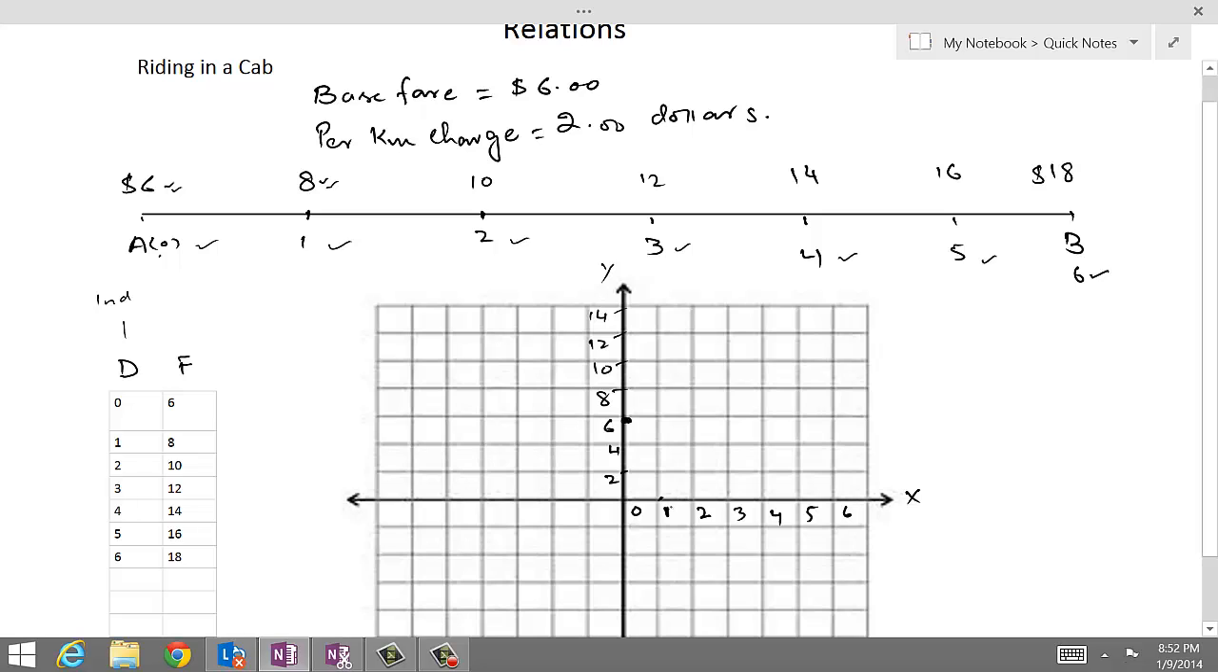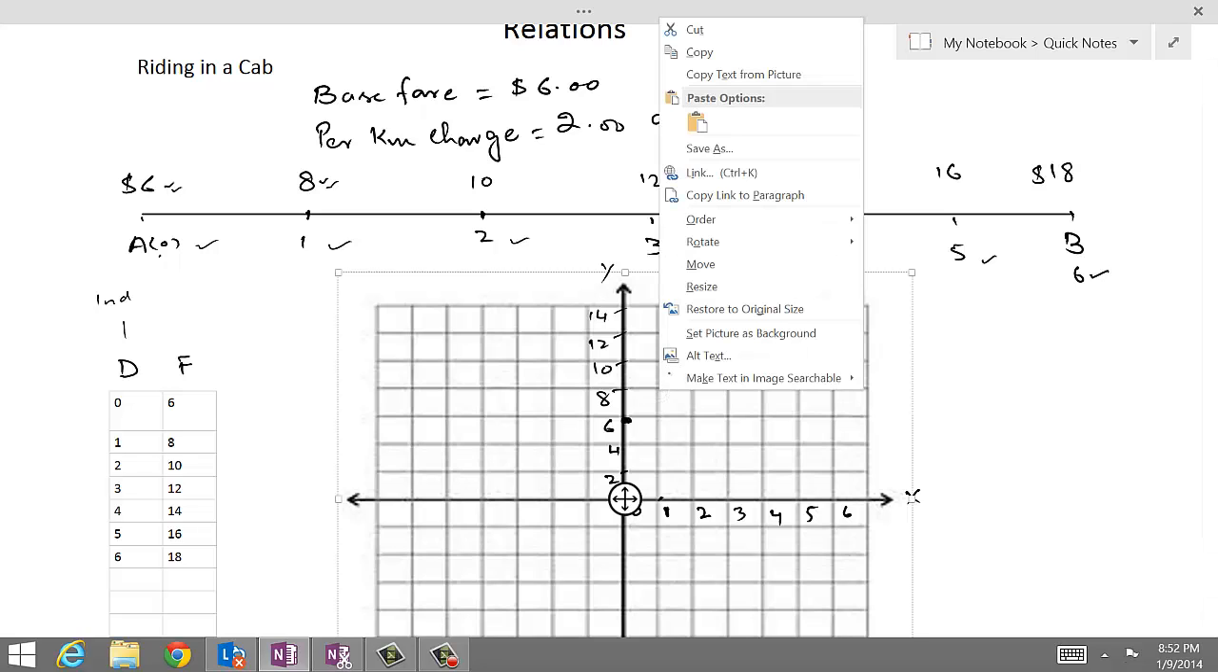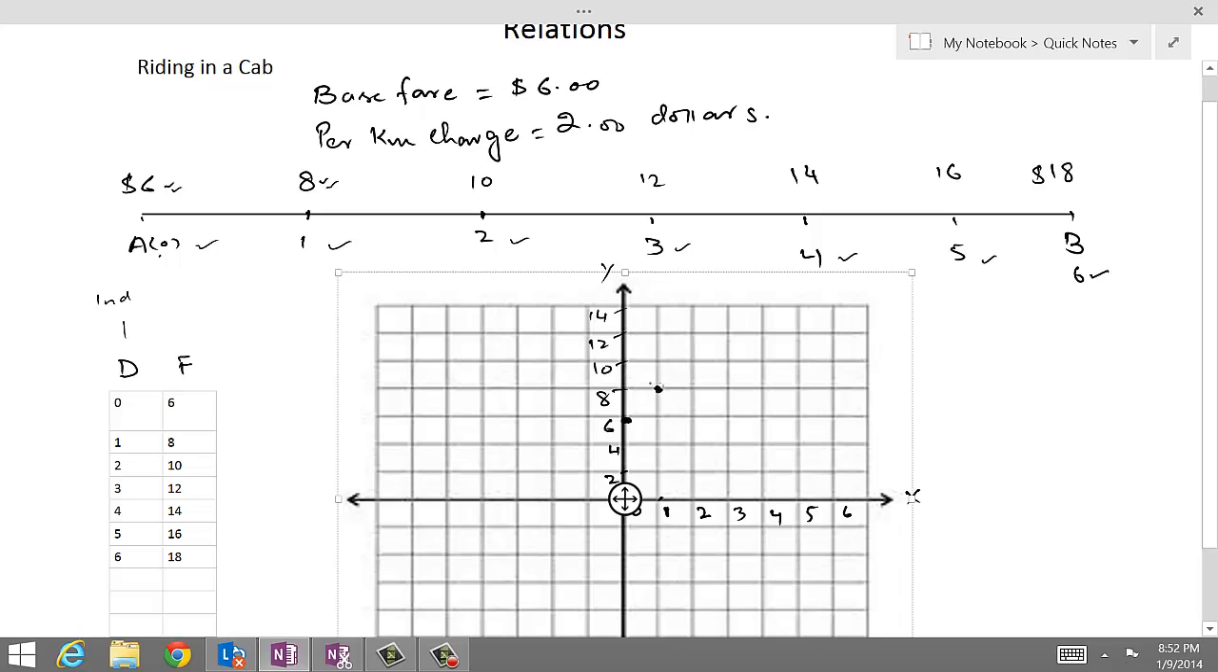Where is the next point? 1, 8. So for 1, it's going to be 8. This point is going to be right here. And for 2, it's going to be 10. For 2, it's going to be right here. That's 10 here. And for 3, it's going to be 12. That's right here. And for 4, it's 14. That is going to be here. I wish we had a bigger graph paper, but that's fine. We just need few points.